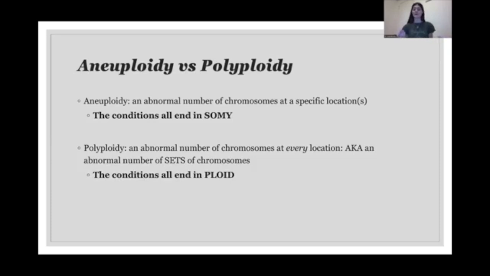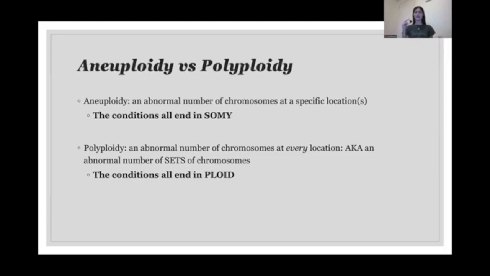And polyploidy is an abnormal number of chromosomes at every single location, or another way that you can think about it, an abnormal number of sets of chromosomes. And the conditions all end in ploid. So it's really important to remember what the conditions end in, because you have trisomy and triploid, they all start with TRI, and the only way to know the difference is based on that ending. So you have to remember somi is aneuploidy and ploid is polyploidy.